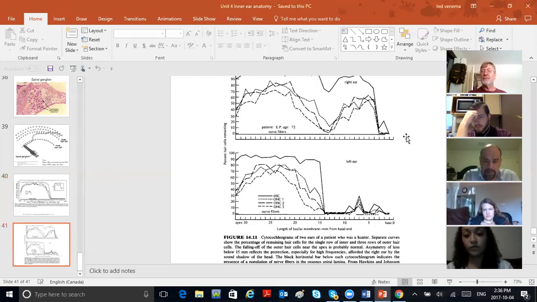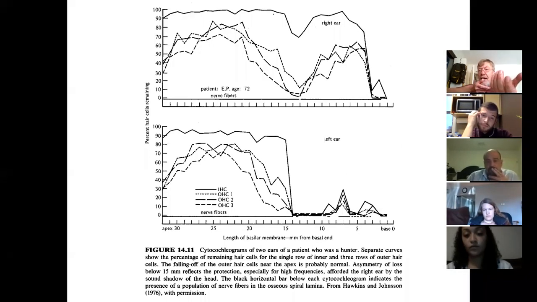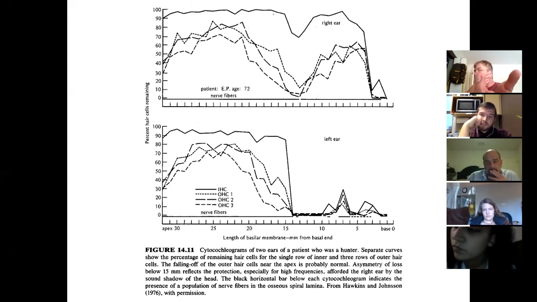Interestingly enough, hunters who are right-handed get noise-induced loss in the left ear. Because when I'm holding something like that, it's my left ear that's closest to the barrel. Right-handed hunters tend to get more damage to the left ear for the same reason.